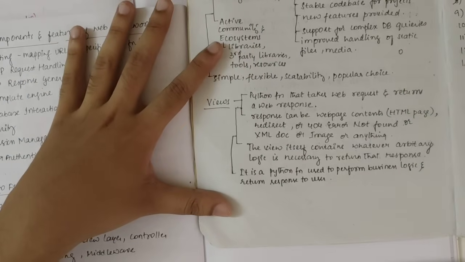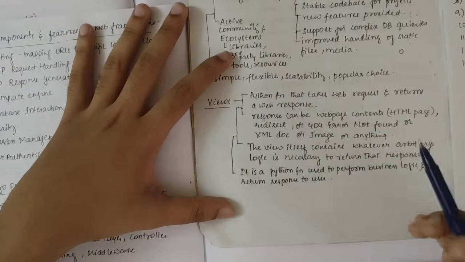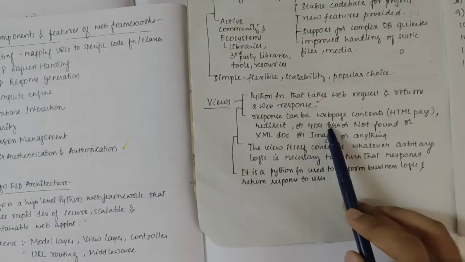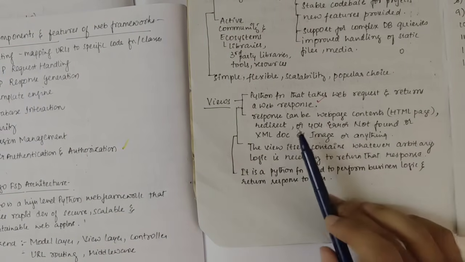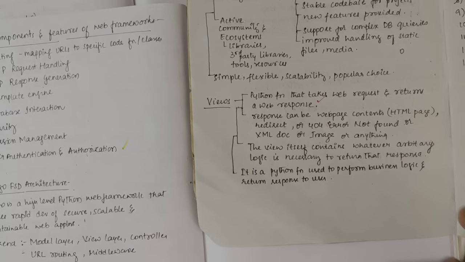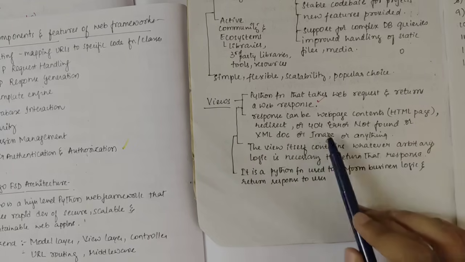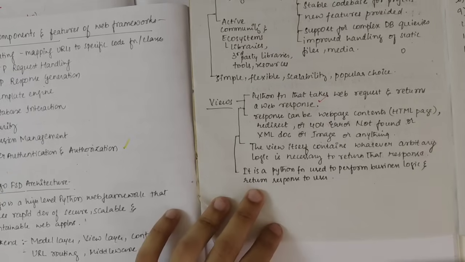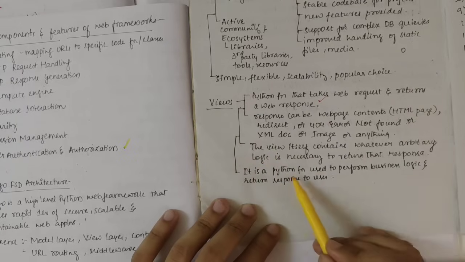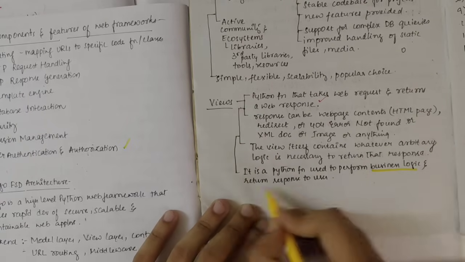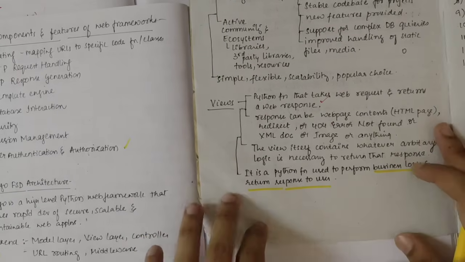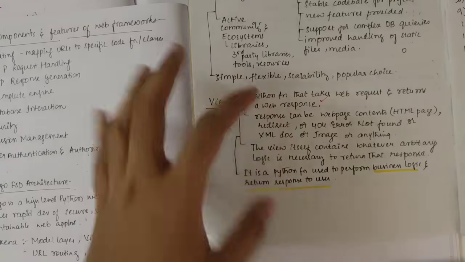And next, moving on, we have the views part. Understanding the definition of views: a Python function that takes a web request and returns a web response. So views are the response. The response can be web page contents, that is HTML, or a redirect to another page, or it could be an error, or an XML document or an image or anything. So the view itself contains whatever arbitrary logic is necessary to return that response. Looking at one more definition: a view is a Python function used to perform business logic and return the response to the user. We have seen this in the MVC definition, right? So this was about the views part. If they ask to define views, you can write these points.